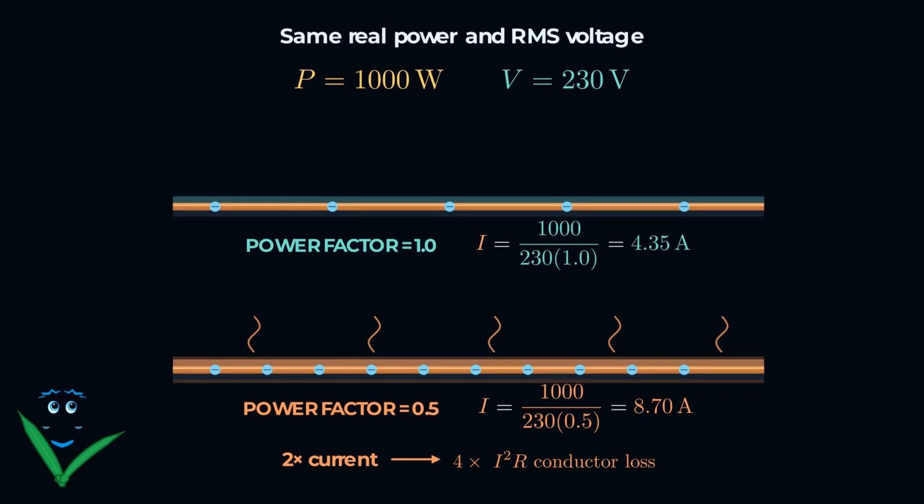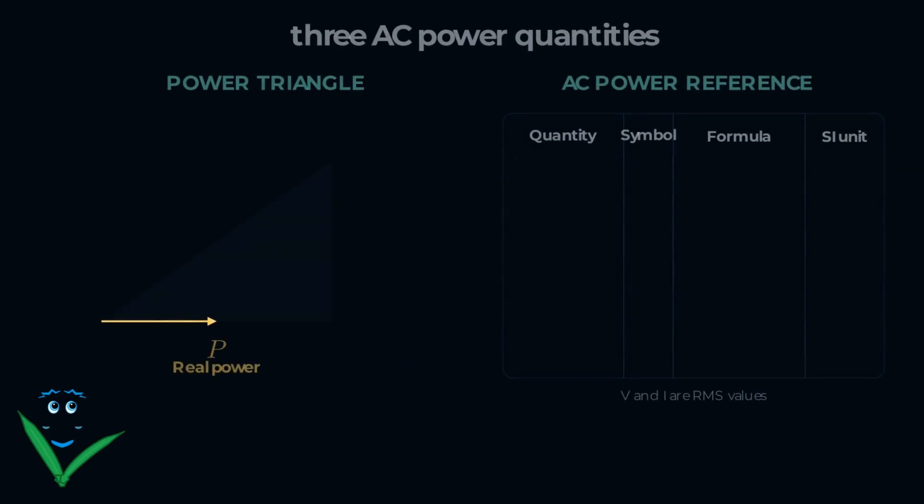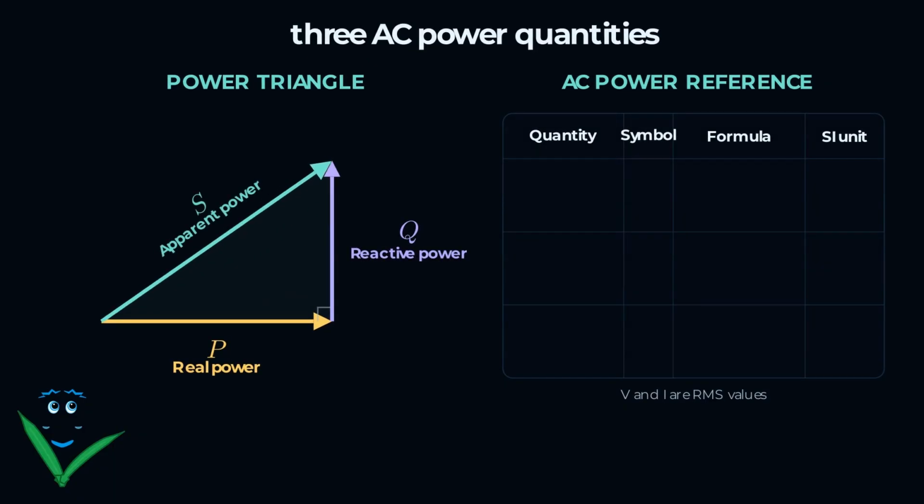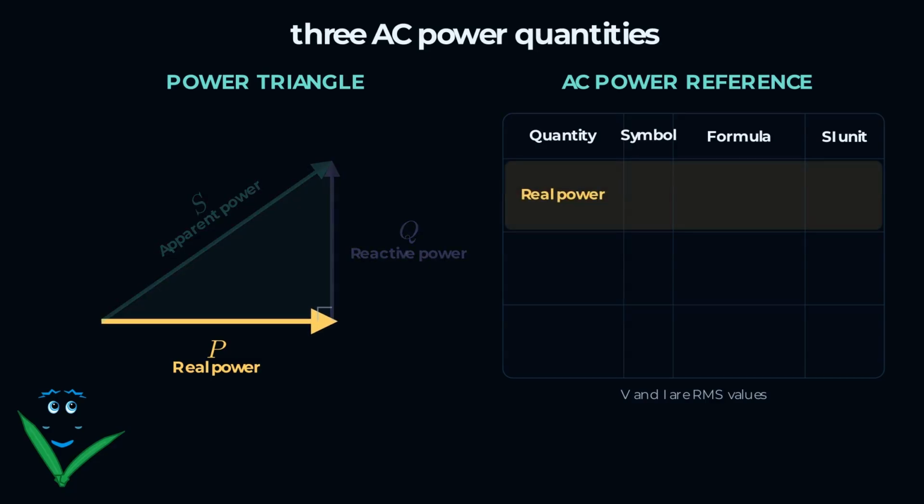AC circuits are described using 3 related power quantities: real power, reactive power, and apparent power. Real power represents the average rate at which electrical energy is converted into heat, light, mechanical motion, or another useful form. It is represented by capital P and is equal to the RMS voltage multiplied by the RMS current multiplied by cos φ. Real power is measured in watts.